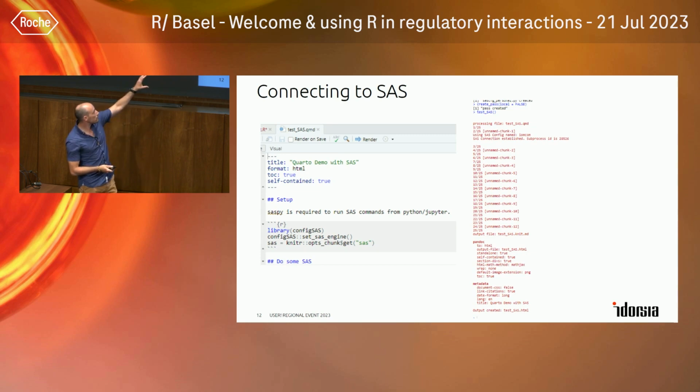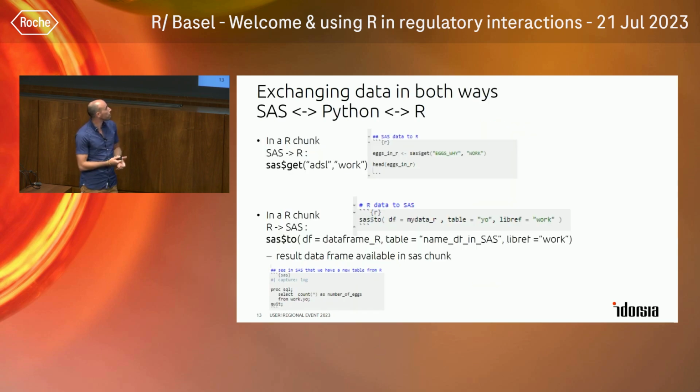Now, in the chunk of the Quarto document, to set up the engine, you need to load the library, and then there's a function to register the SAS engine. Then you can store the engine into an object that we call here SAS. Based on that, we can use this object to share and to retrieve data from SAS and exchange data, as you can see just there.